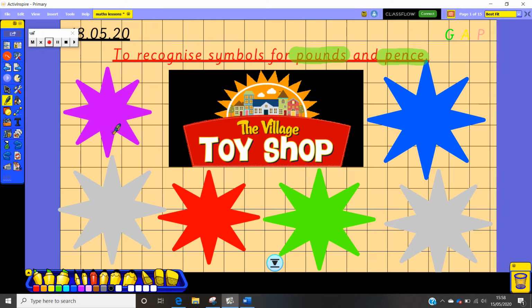So sometimes we might find that something is marked with a p, and that is for pence, okay? Or we might find that it has this symbol. Now, this symbol is the symbol for a pound. So if it's going to cost more than 100 pennies, then it will be a pound.